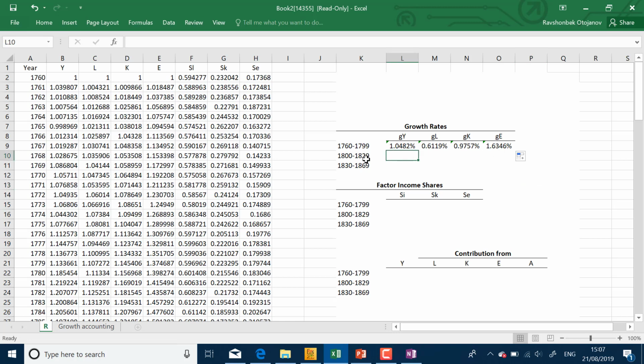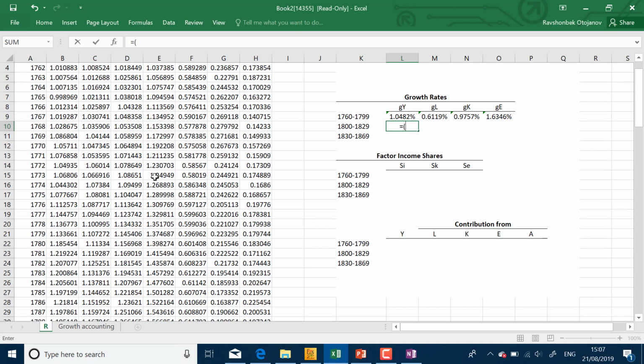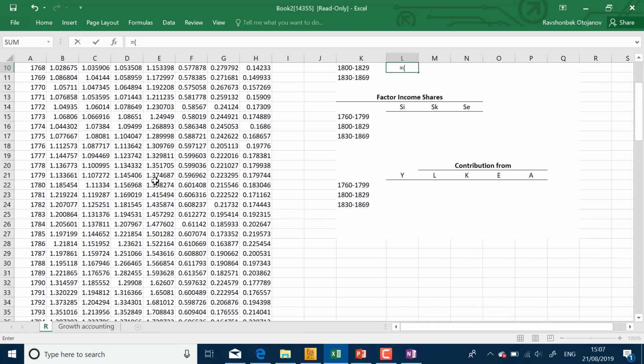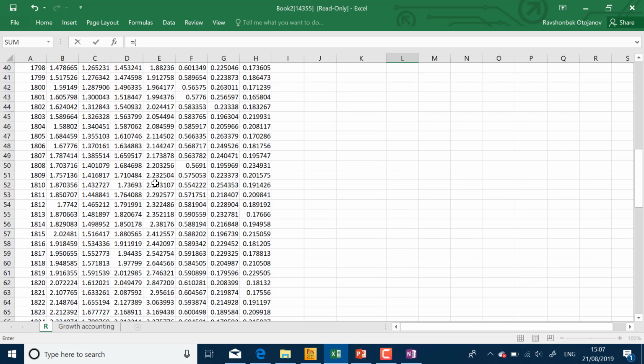Now for the second period, I'll have to do a similar exercise manually again. So open a bracket. Now the beginning period is 1800 and the end period is 1829. So I'll go down to 1829.